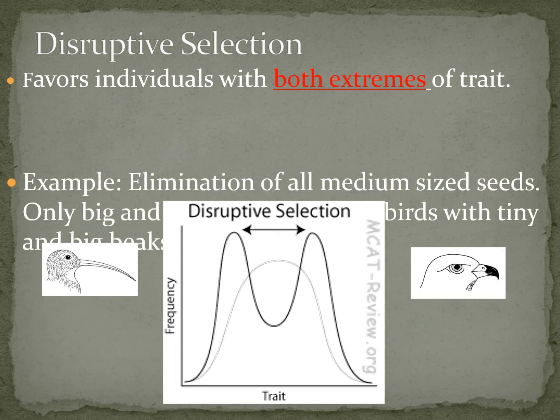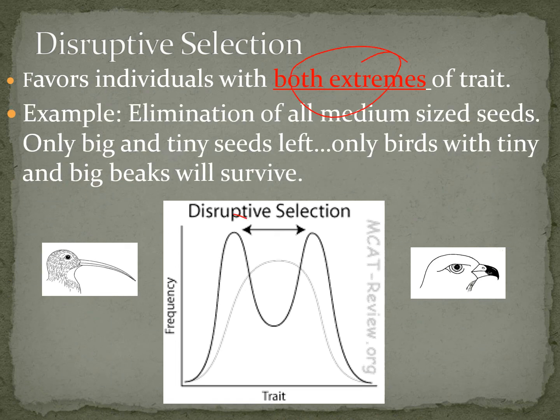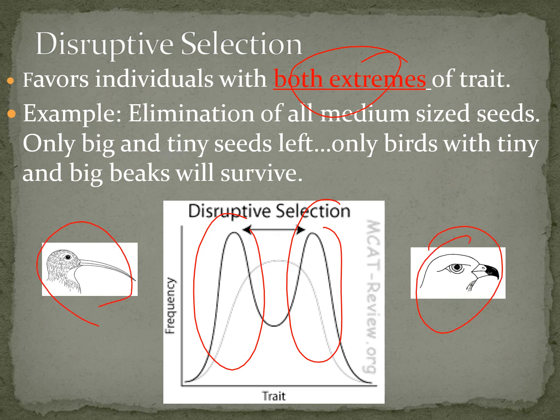Disruptive. So disruptive has both extremes, and this one has two humps. So this looks really disruptive, right? You have all this chart. So basically, there's no in between. It's either two of them. So we have a short beak and a long beak, and there's no medium beak. So the medium beak birds die in this one because the environment didn't feel like they needed that. It can possibly be competition for both, so they die off.